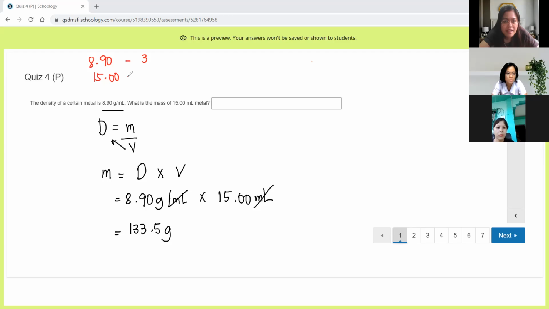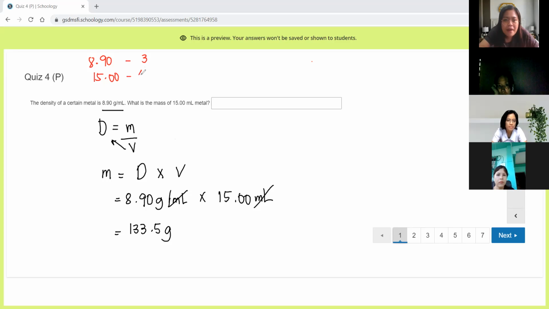So that's 3. And for 15.00? Four, po. Okay, very good. Four, because you again have a decimal there, so these trailing zeros are also considered significant. So the lesser of the two is the 8.90, which has 3. Therefore, when you write your final answer, it should only have three significant figures. So you have 1, 2, and 3, so 133.